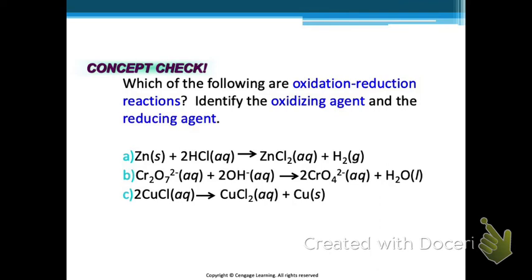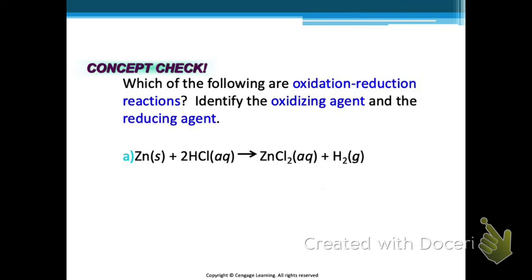We assign our rules for oxidation numbers to every element. Zinc by itself has an oxidation number of 0. Good, that's rule number 1. HCl, hydrogen is one of our big 3. It has an oxidation number of +1, which means chlorine then has to be -1. So let's move over to the other side.